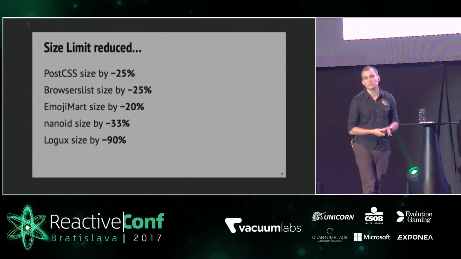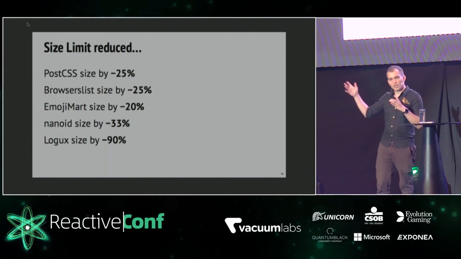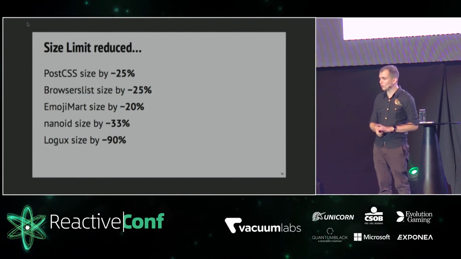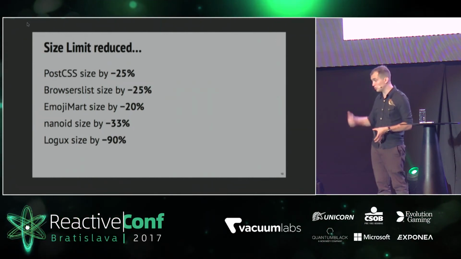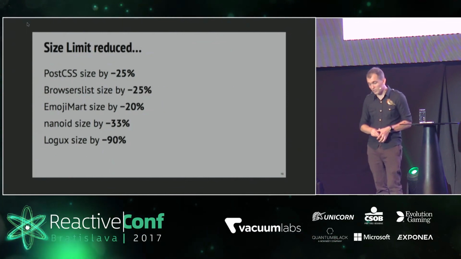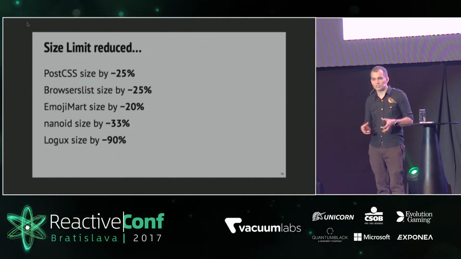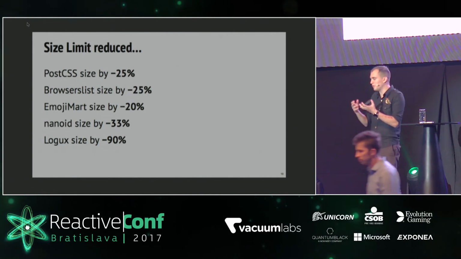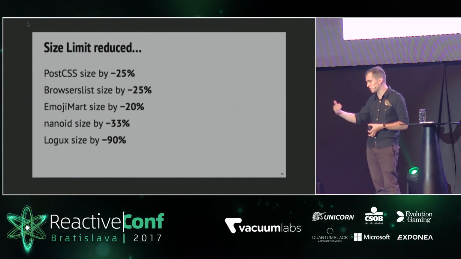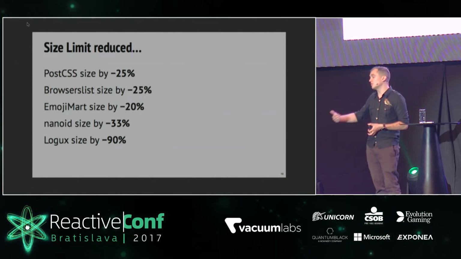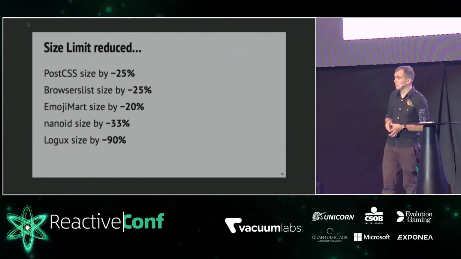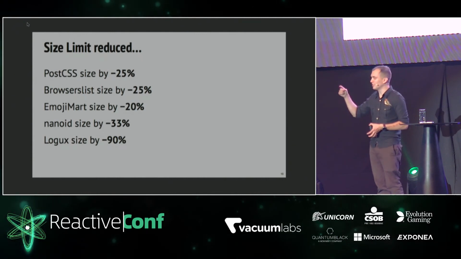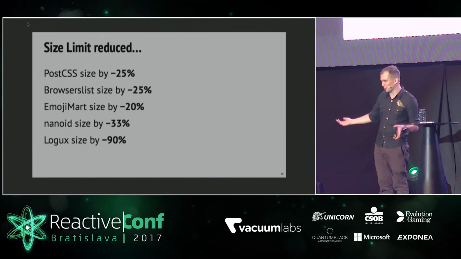In PostCSS, we found that we loaded a few unnecessary dependencies. In Browserslist, we found that we required unnecessary data from Can I Use, and we reduced the size by 25%. In Emoji Mart, we found they use core-js just for a few unnecessary things and require some Node.js libraries like util or assert. In Nano ID, I used global instead of window, and this was a problem.